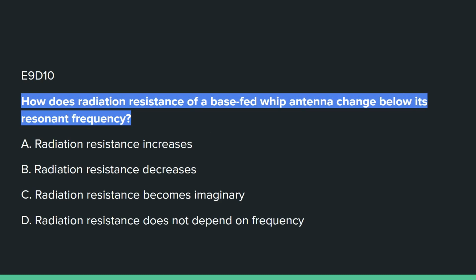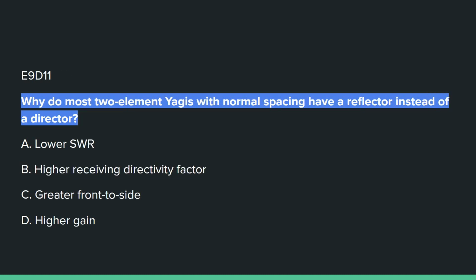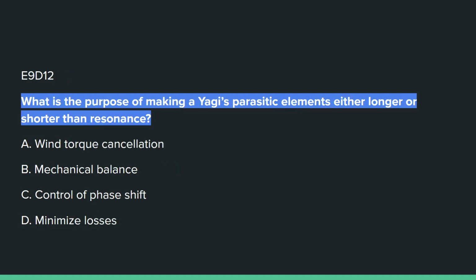E9D10, how does the radiation resistance of a base-fed whip antenna change below its resonant frequency? B. Radiation resistance decreases. E9D11, why do two-element Yagis with normal spacing have a reflector instead of a director? D. Higher gain. E9D12, what is the purpose of making a Yagi's parasitic elements longer or shorter than resonance? C. Control of phase shift.